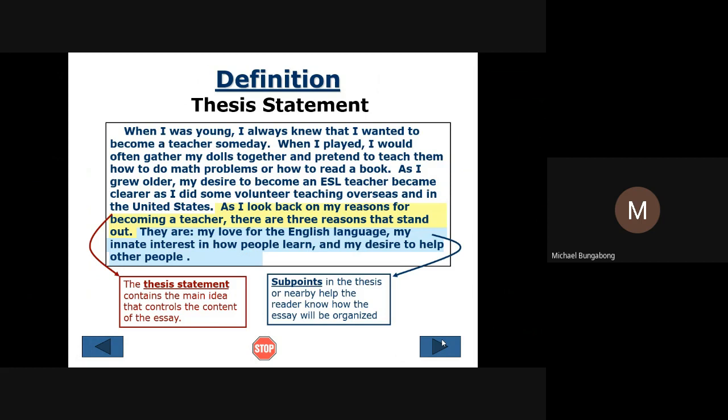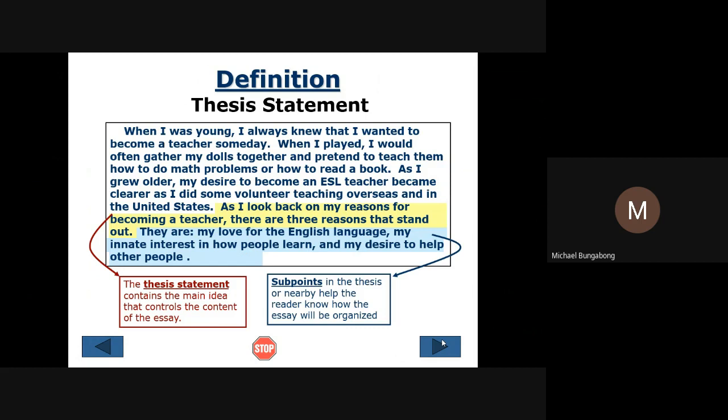Because the first statements that I just read, those are the facts, okay? So they are not considered a thesis statement, because when we say a thesis statement, this is the main idea that you will be discussing in the entire essay that you have, okay? Especially in the body, okay? So, as I look back on my reasons for becoming a teacher, definitely you will be discussing the reasons why you wanted to become a teacher. So therefore, this is a thesis statement.